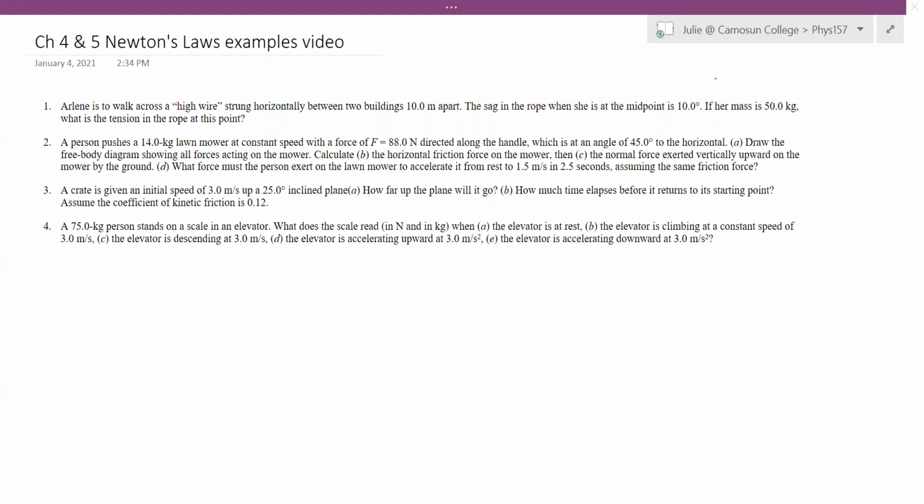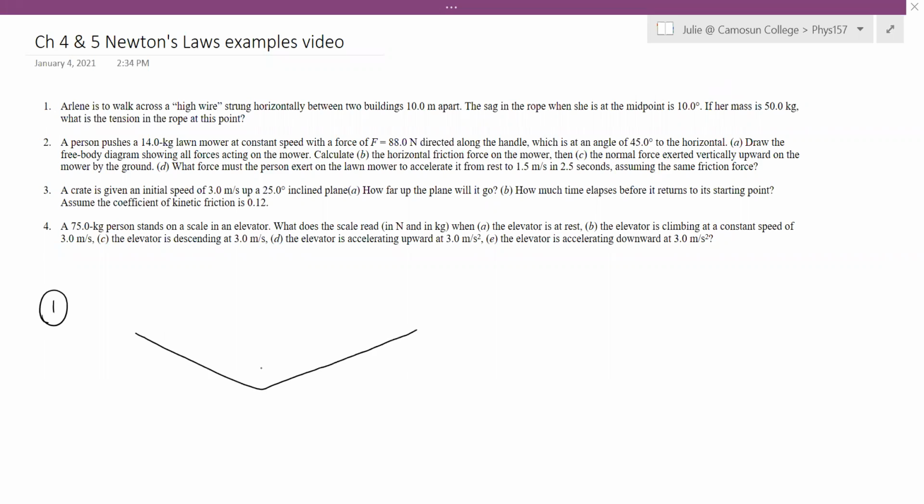This is a video of examples from chapters 4 and 5 on Newton's laws. So we'll begin with this one of Arlene walking on a high wire, and you need to find the tension in the wire. So the picture that goes with this looks like this.